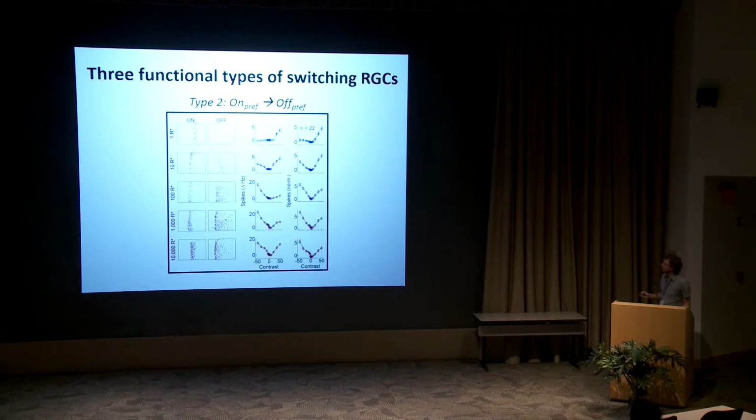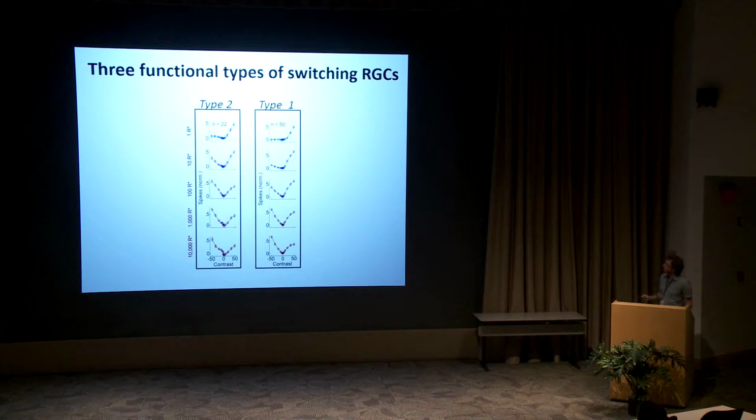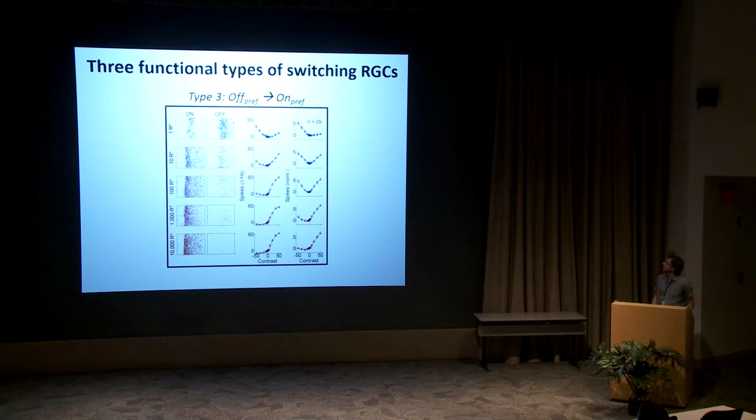It is also on preference to off preference, starting here and going down to there. But there are 2 major, significant distinctions that separate it from type 1. The first is that it starts responding much more robustly to the opposing contrast stimulus than type 1. And the other distinction we'll get to in a moment, but requires a different type of stimulus.